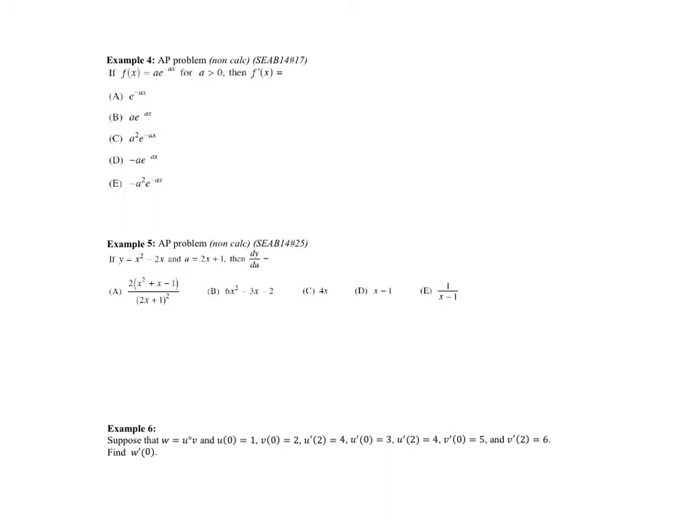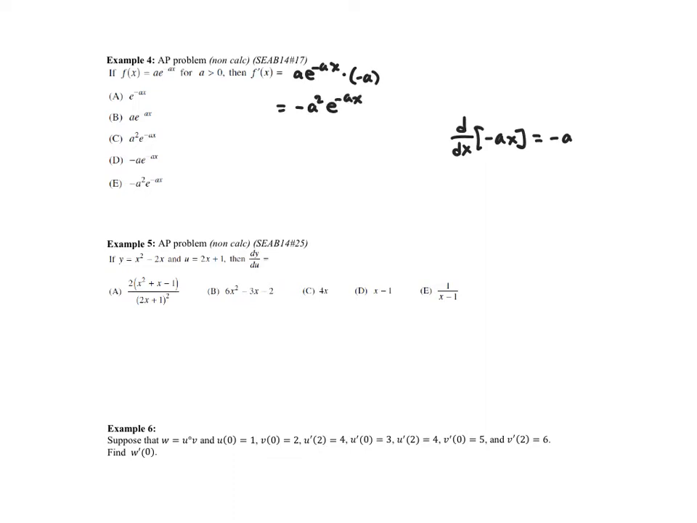All right, example 4 looks like a little bit more work with the chain rule. Let's do it. f of x is a e to the negative ax for a greater than 0. Find f prime. Okay, so I'm going to keep the a e to the negative ax, and I'm going to multiply by the derivative with respect to x of negative ax. Well, that'll be negative a. So I'm going to multiply this by negative a. So our derivative would be negative a squared e to the negative ax.